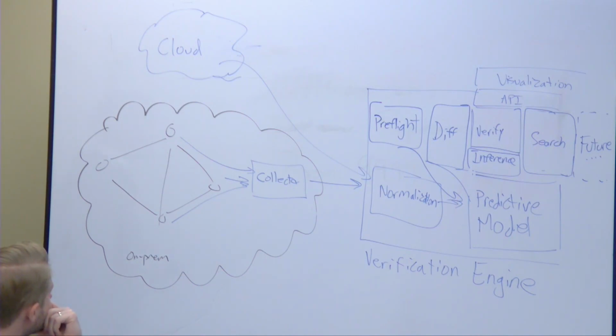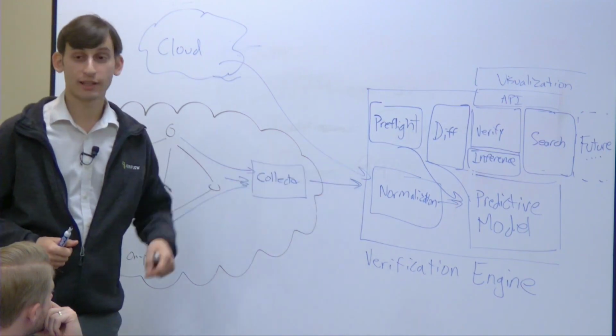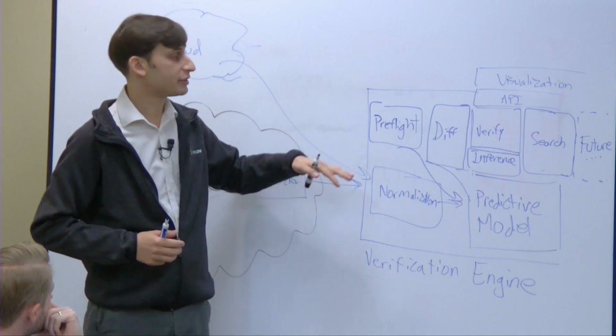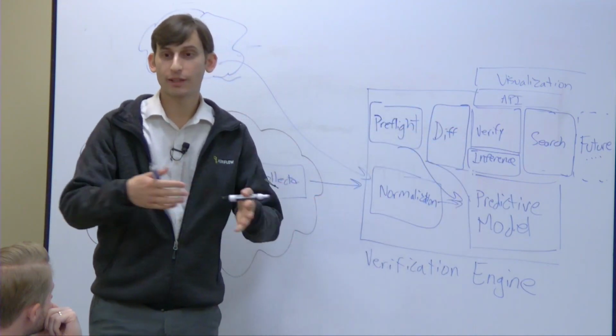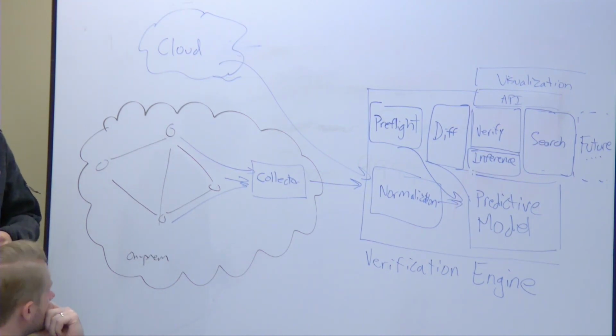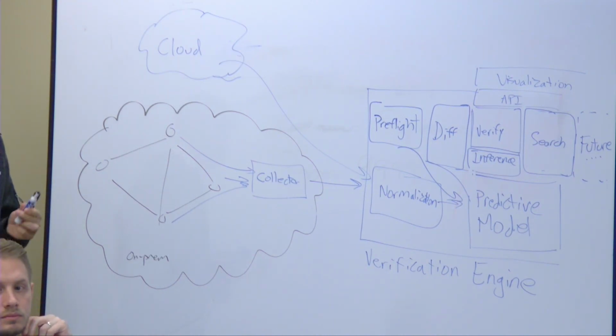By saying, okay, what would happen in this hypothetical network? If I made this change, how would that affect the model? And then the verification and everything else. So as you'll see, everything that you can do in a live snapshot, you can interact with in this hypothetical network as well.